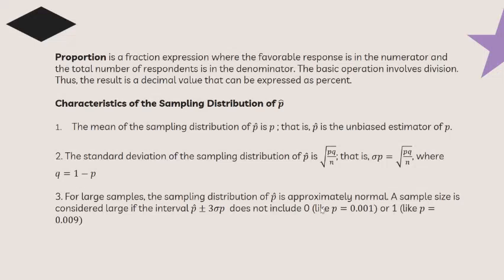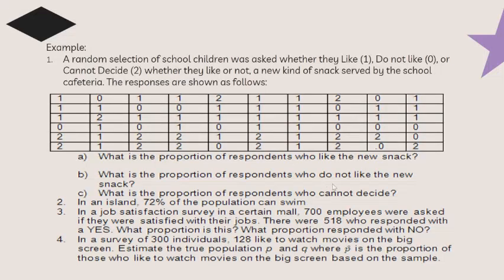So let's go back to the job satisfaction survey in our example. The point estimate for the population proportion is 74%, if you remember. So this means that if we were to draw random samples of 700 people over and over again, each time calculating a p hat, the mean of the sampling distribution of the proportion would be 0.74.